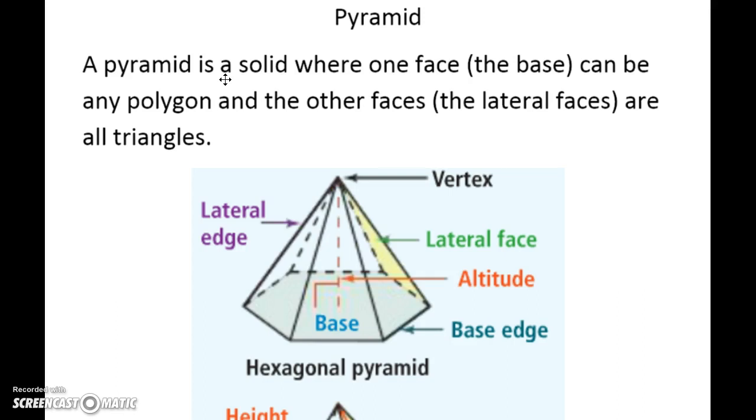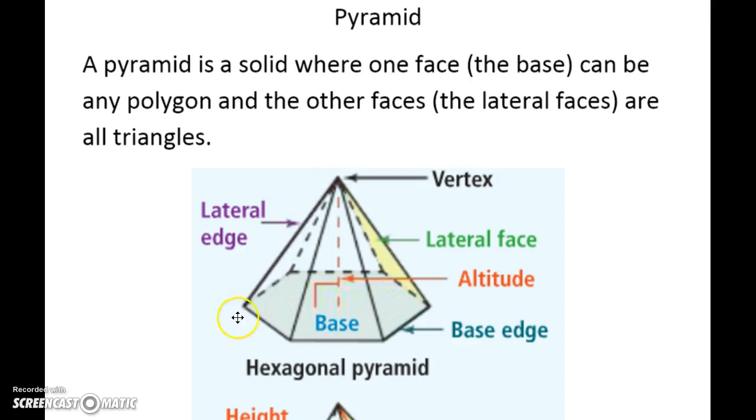A pyramid is a solid where one face, the base, can be any polygon, and then the other faces are all triangles. So if you look at this hexagonal pyramid here, it has a base that's a hexagon, and then all the other faces are all triangles. Those faces are called the lateral faces, and they all meet at a vertex.